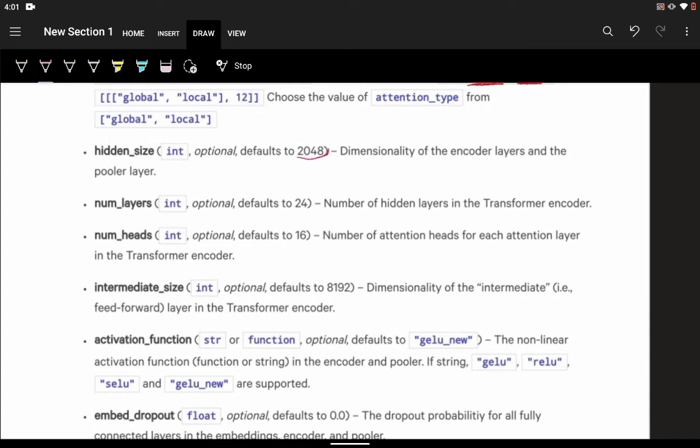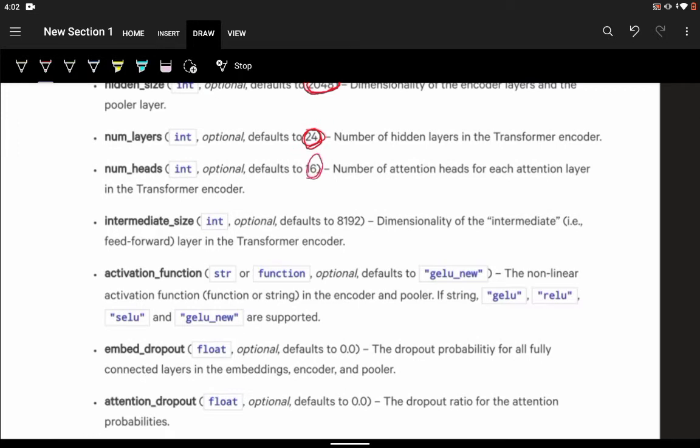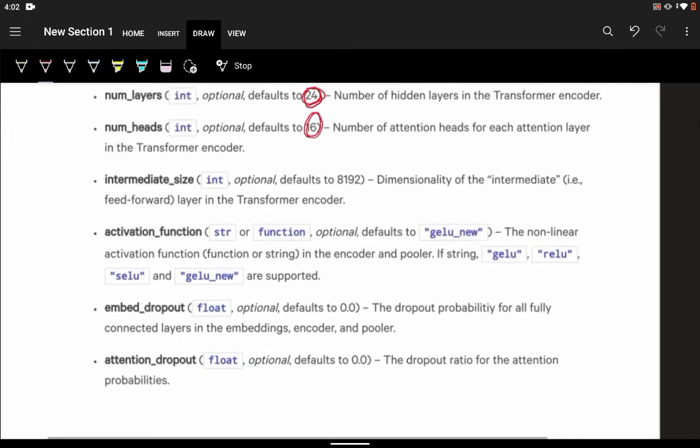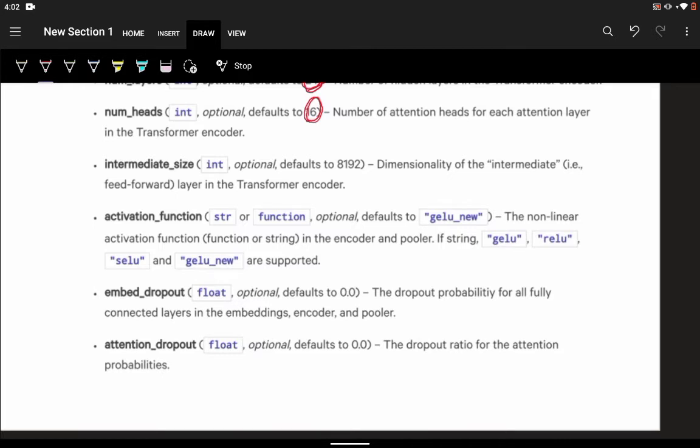Hidden size. The hidden size is 2048. If you compare it to BERT and all, it is quite a leap in the hidden size. The bigger the size, the more the capacity to generalize. Number of layers defaults to 24. Again, this is a huge leap from 12. Number of heads again 16, huge leap from 12 again. Intermediate size 8192. That is the dimensionality of the intermediate, that is feed forward layer in the transformer encoder. Every transformer encoder has a self attention followed by a feed forward.